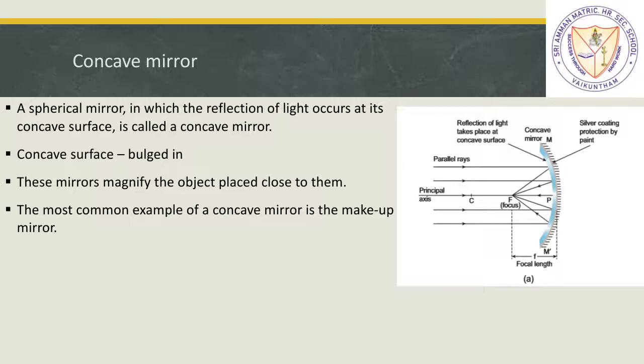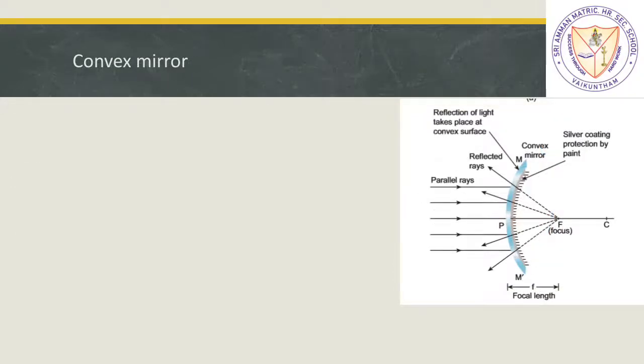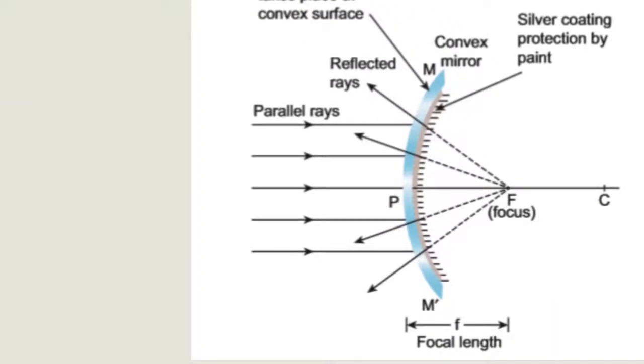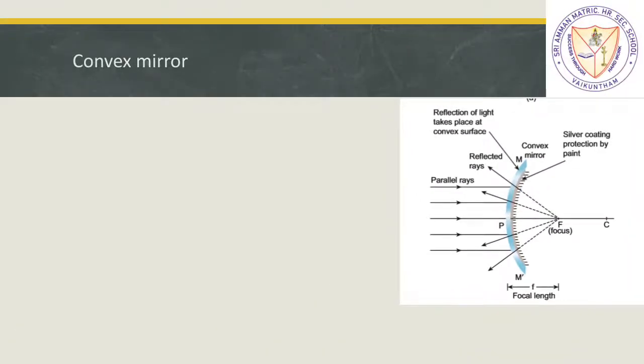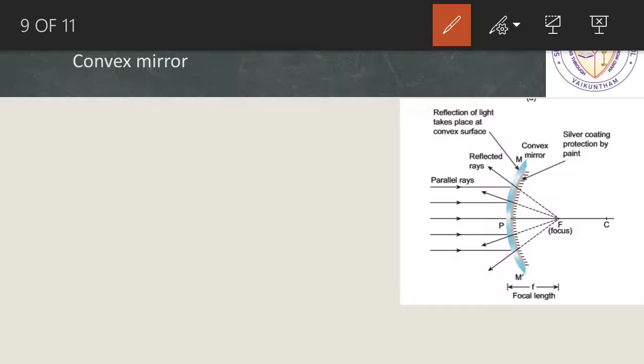So it enlarges the things which are kept close to it. The other type of mirror is convex mirror. If the reflecting surface has gone inside, then we call it a concave mirror. If the reflecting surface has come out, in this case which is given, the blue color is nothing but the reflecting surface.